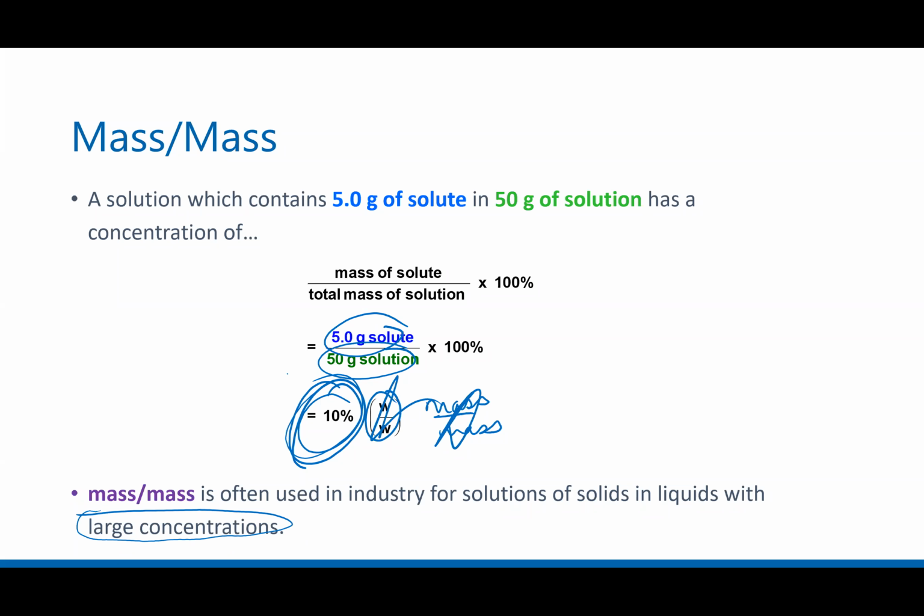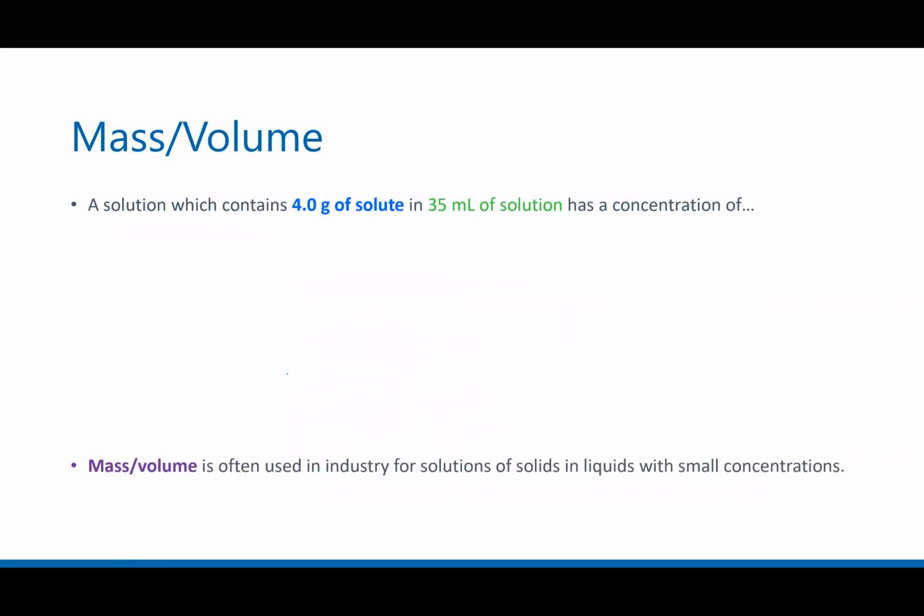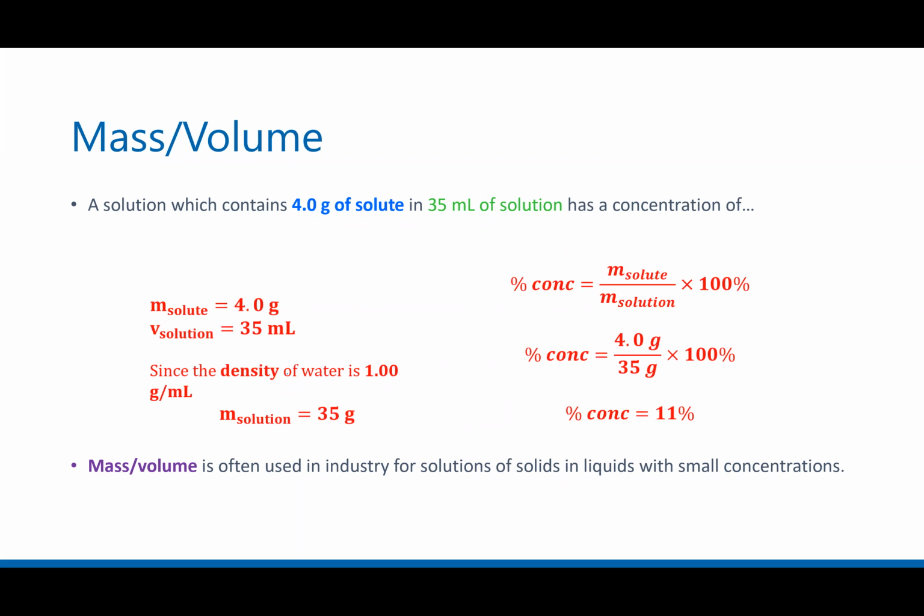Okay, what if I give you a volume? What if I say that a solution contains 4 grams of solute in 35 milliliters of solution? Well, one thing to keep in mind is that the density of water is 1 gram per milliliter. So for these types of calculations, we can interchange grams and milliliters, meaning they represent the same thing.